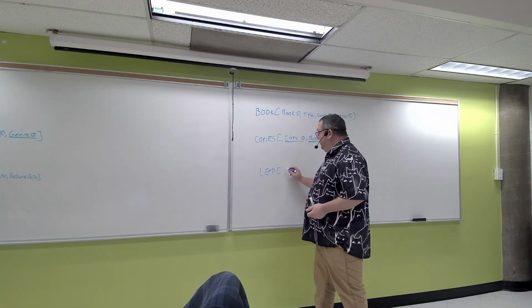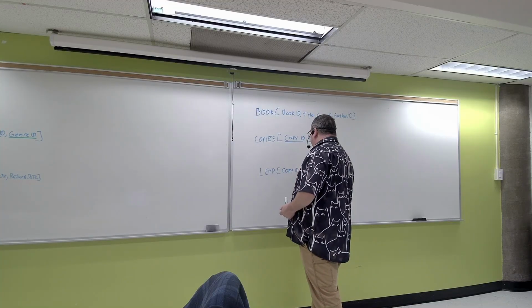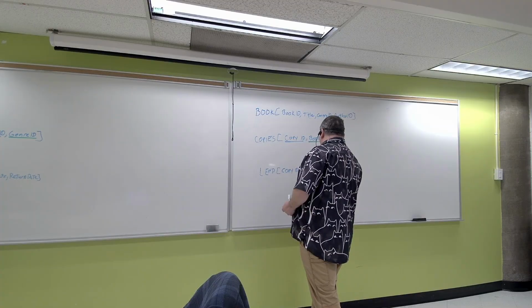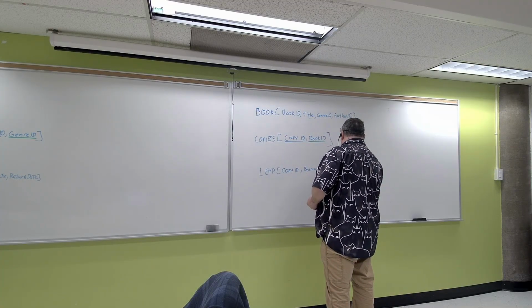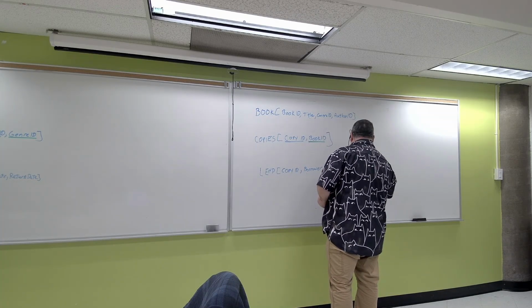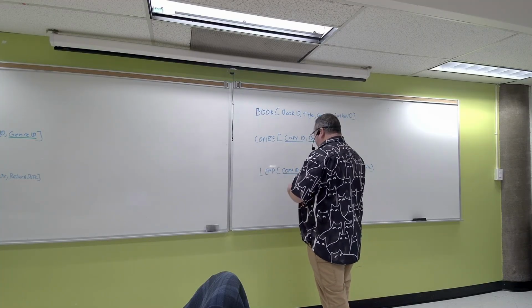And the lend now, instead of being book ID, we'd have copy ID, borrower ID, borrow date, return date, like such, and primary key.